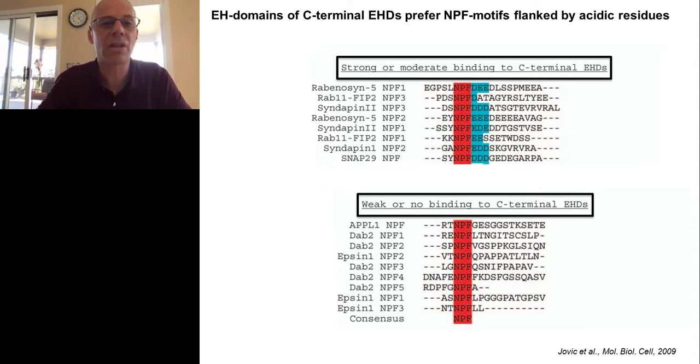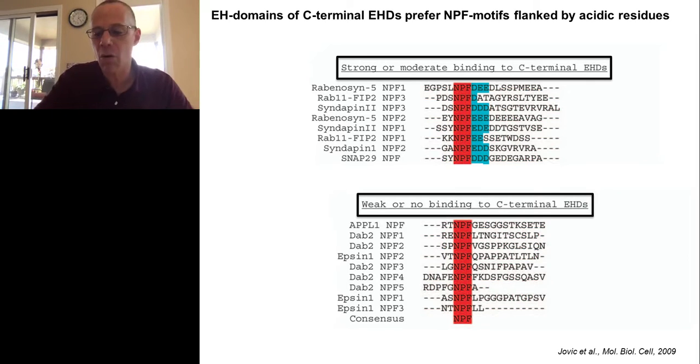And this observation is that if we look at proteins that we and others have identified that bind to the C-terminal EHDs, EHD1, 2, 3, and 4, we find that after the NPF motif in these proteins that binds to the EH domain, there typically are a number of acidic or negatively charged residues that follow the NPF motif. Whereas proteins that show weak or no binding to the C-terminal EHDs, but do bind to the N-terminal EHDs, typically have very little or no acidic residues immediately following the NPF motifs, and that's shown on the bottom.